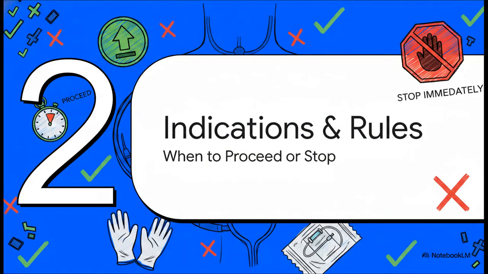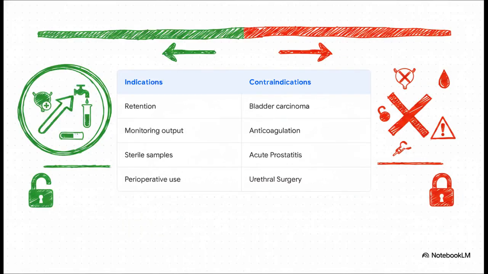Moving right along to Section 2, Indications and Contraindications. All right, let's talk about the rules of engagement here. On one hand, we've got our clinical green lights, our indications. If your patient is stuck dealing with acute urinary retention and simply can't empty their bladder, we obviously have to step in. Same goes for critically ill ICU patients where monitoring every single drop of output is vital, or when we desperately need a perfectly sterile urine sample.